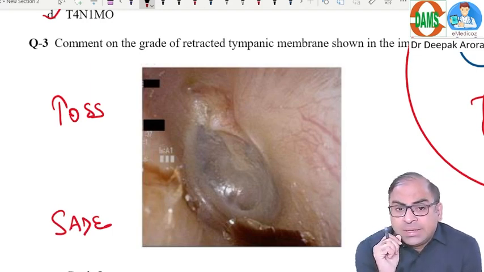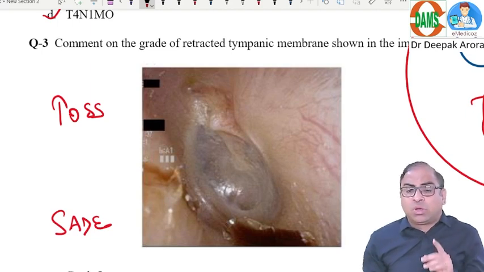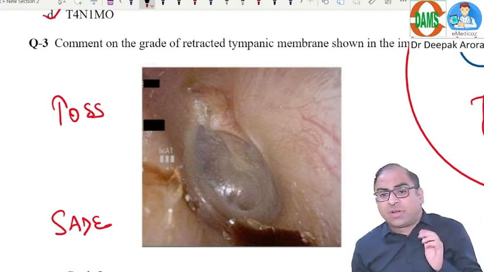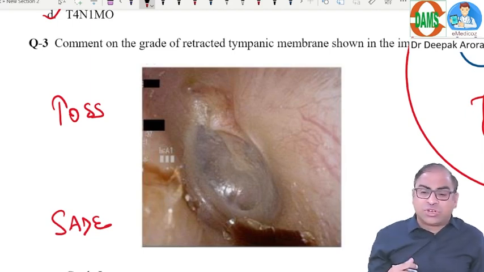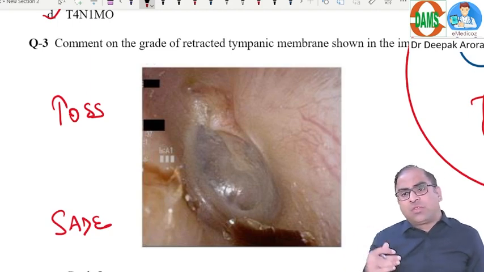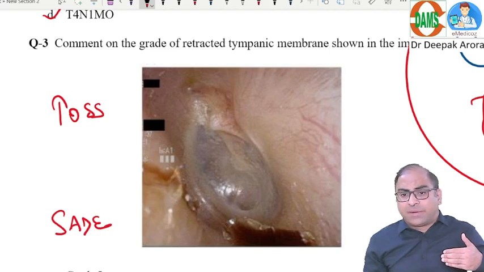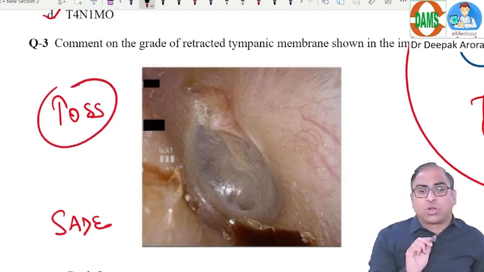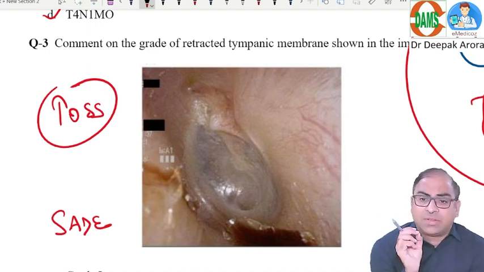Now, in the SEDE classification, where we explain the retraction of pars tensa, one thing is damn sure: when the pars tensa is retracted, your reliable markers, the cone of light and all those structures, will be absent. I'll be discussing the SEDE classification with you, but here the cone of light is visible to you, so somewhere the retraction is more in the pars flaccida segment. It means I will be going for the TOS classification. It is in the upper part. So we have 4 grades.